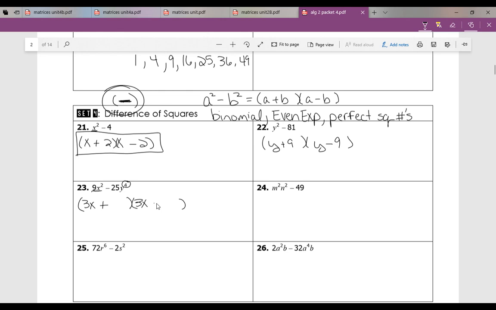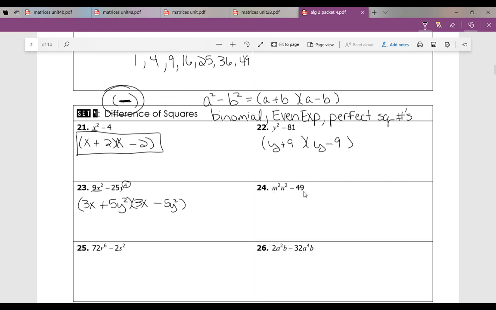1 plus, 1 minus. When you break up the 25, you get 5 times 5, but you have to halve the 4. So that's going to be 5y squared and 5y squared. That's why the exponents have to be even in order for you to do that.